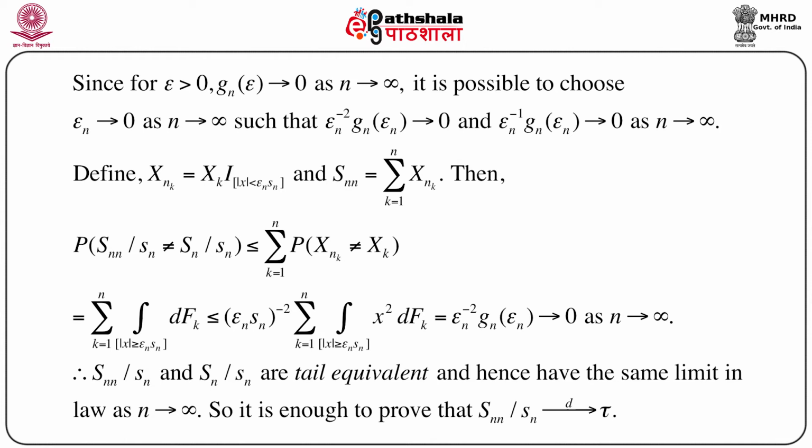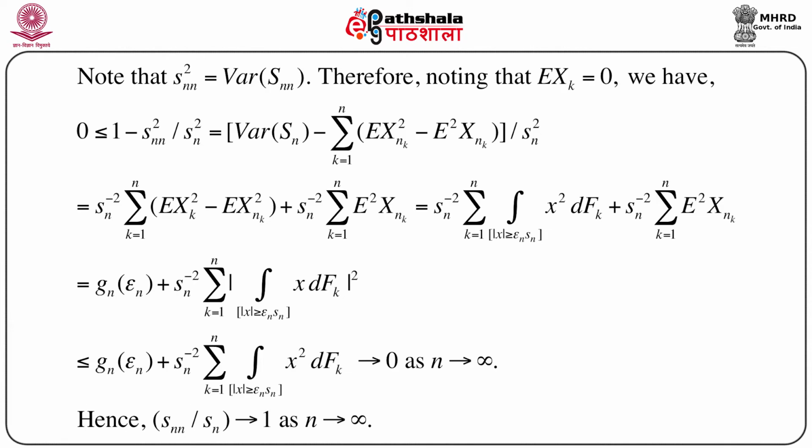So what we get here is that the probability that Snn by small sn is not equal to Sn by small sn goes to 0 as n goes to infinity. This immediately implies that Snn by small sn and Sn by small sn are tail equivalent, and hence they have the same limit in law as n goes to infinity. So in order to show that Sn by small sn goes to tau in distribution, it is enough to show that Snn by small sn goes to tau in distribution.